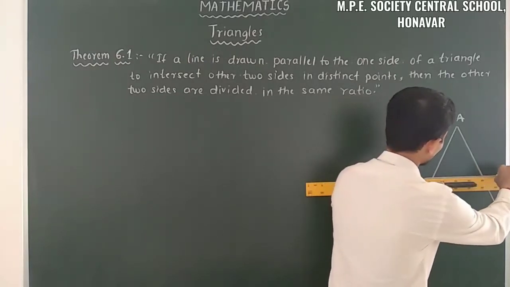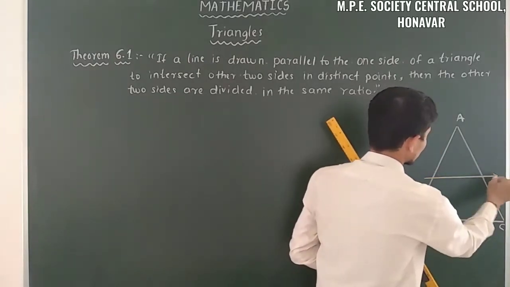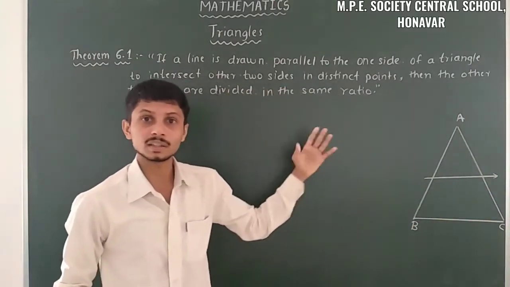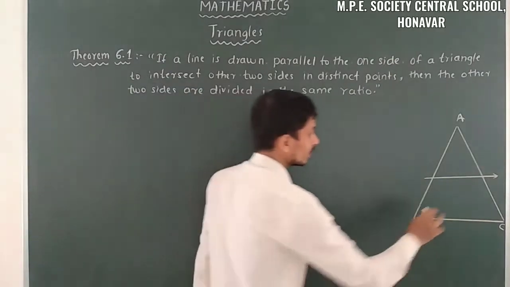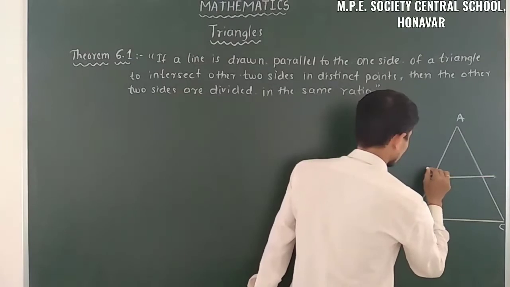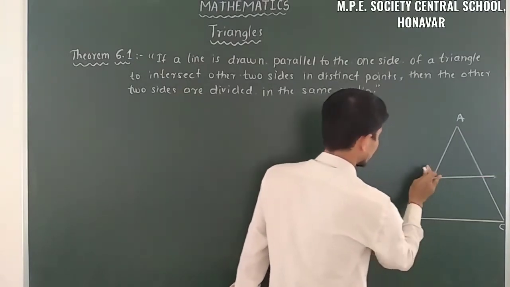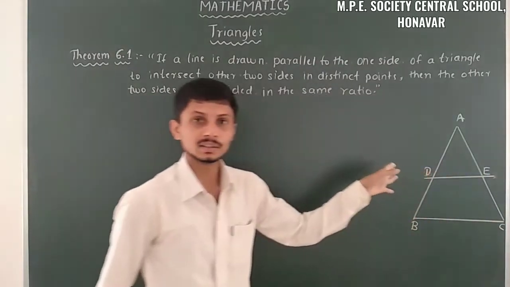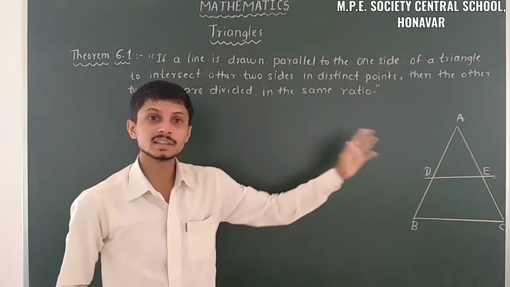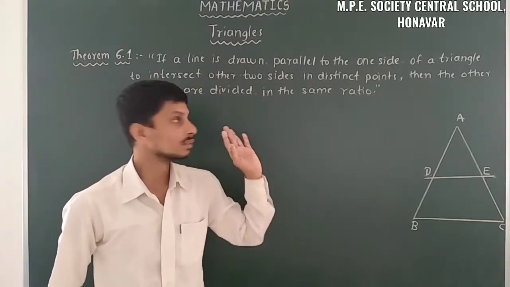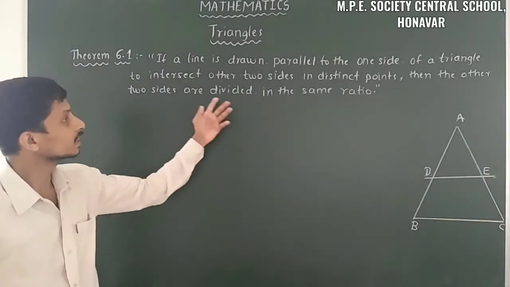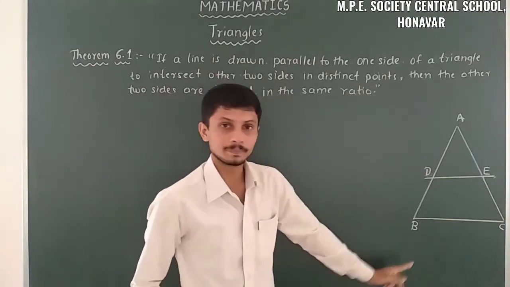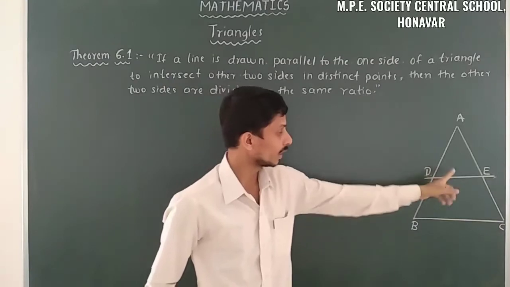Yes. Here I have taken a line like this. So here it intersects the other two sides in distinct points. Here I will take this as D, and here it is E. D and E. So it intersects the other two sides in two distinct points, D and E here. So then the other two sides are divided in the same ratio. That means here we have to prove that AD by DB is equal to AE by EC.